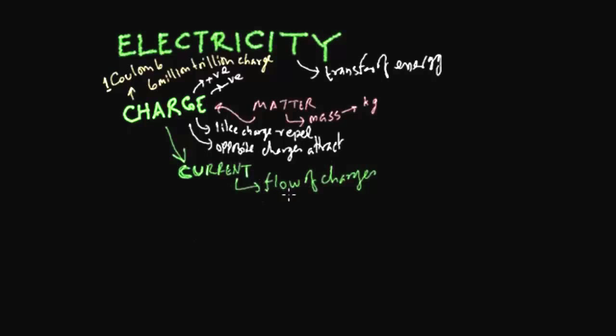So current is given by the symbol I, charge is given by the symbol Q. It is Q divided by time. So the speed of charges is Q divided by time, that is current. So the unit of current is ampere.